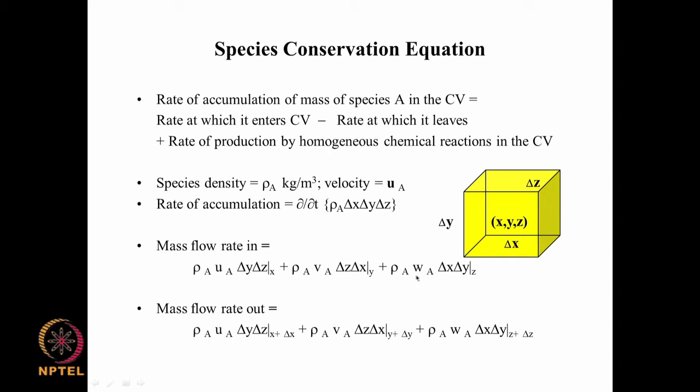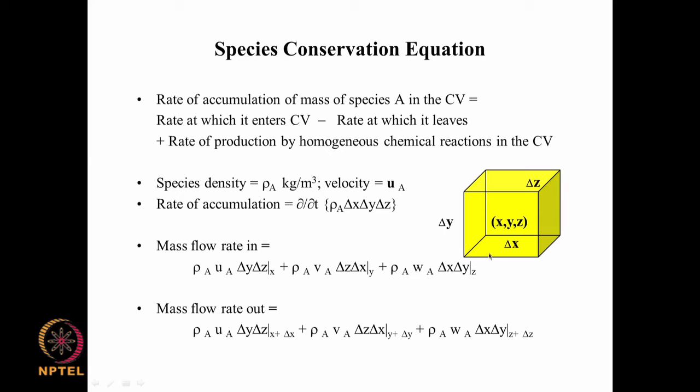Similarly, through the back face, the flow rate is given by W times the area of that particular face. So, W A, the velocity of species A, the W component, times the area delta x delta z times rho A here, and all these things are evaluated at the midpoint of the corresponding faces.